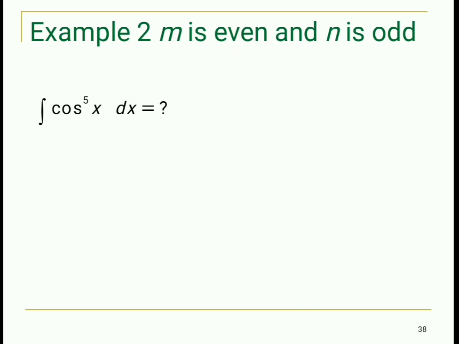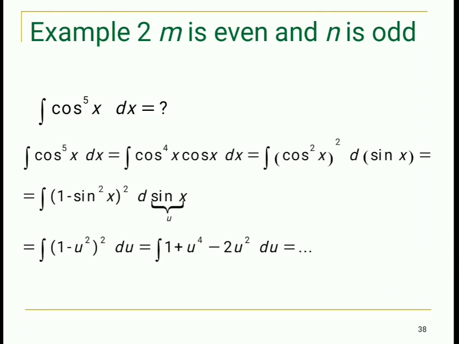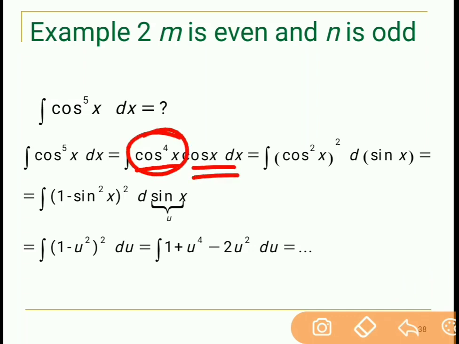Now in this case, n is odd and m is an even number. Here m is not present, in fact. So in that case, if n is odd, that is the power of cos is an odd number, then it can be converted into an even power into cos x. So it can be converted into what? Cos x raised to 4 into cos x dx. So this is an even power into cos x into dx.